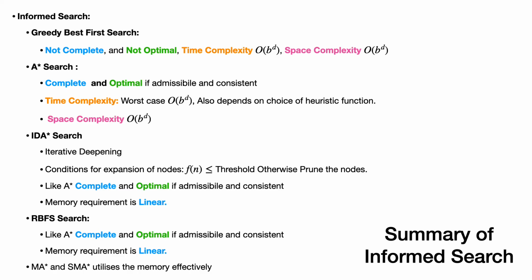Then we have the recursive best first search algorithm, which also has a linear memory requirement. Completeness and optimality are guaranteed similar to the A star algorithm, but IDA star and RBFS utilize less memory when more memory is available. To overcome that, we have the MA star and SMA star algorithms, which utilize memory more effectively. So this is a summary of all informed search algorithms, which come under the broad category of search algorithms. In the next video, we'll be seeing adversarial search algorithms.